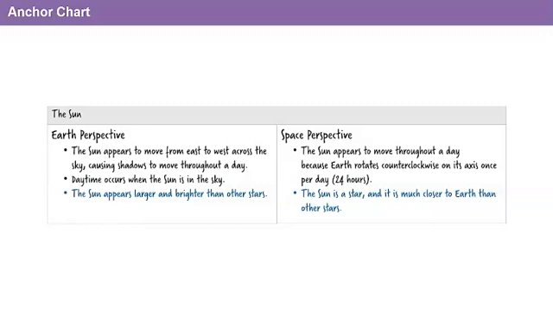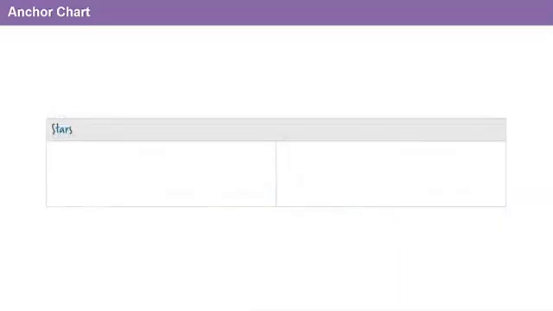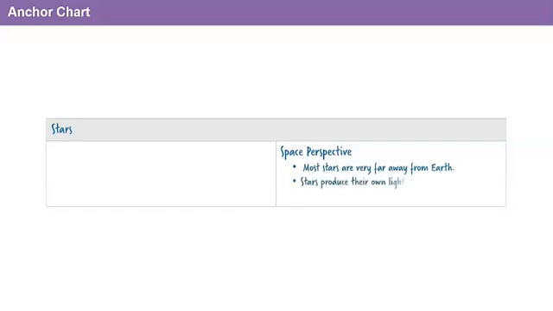Hey, all this talk about stars is making me think it's time to add a section about stars to our anchor chart. I think we need to investigate stars a little more before we can add knowledge about the Earth perspective, don't you? So let's focus on our view of stars from the space perspective. We can add most stars are very far away from Earth. And stars produce their own light, like the sun, right? One of your tasks after this lesson will be to update the anchor chart.